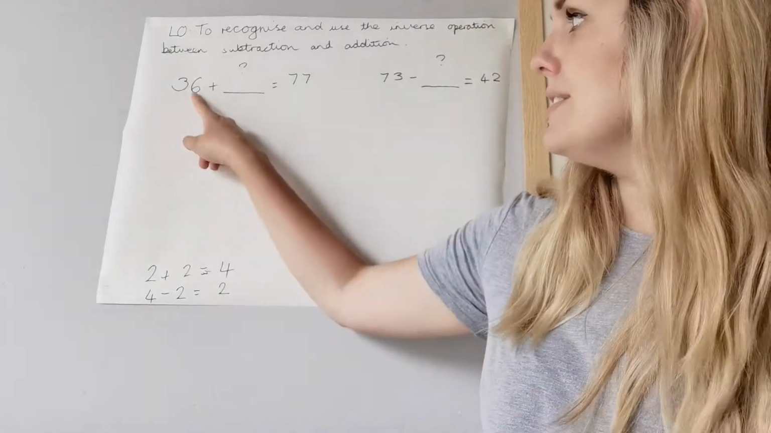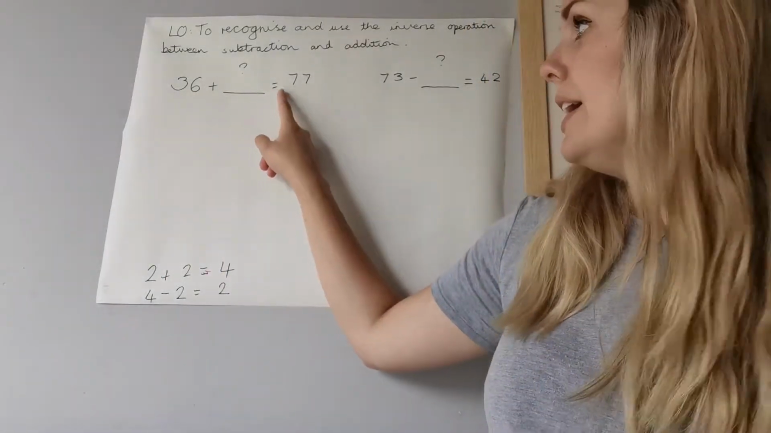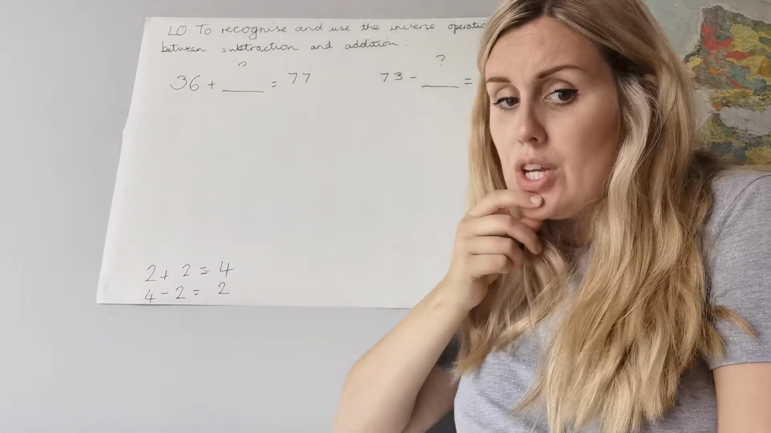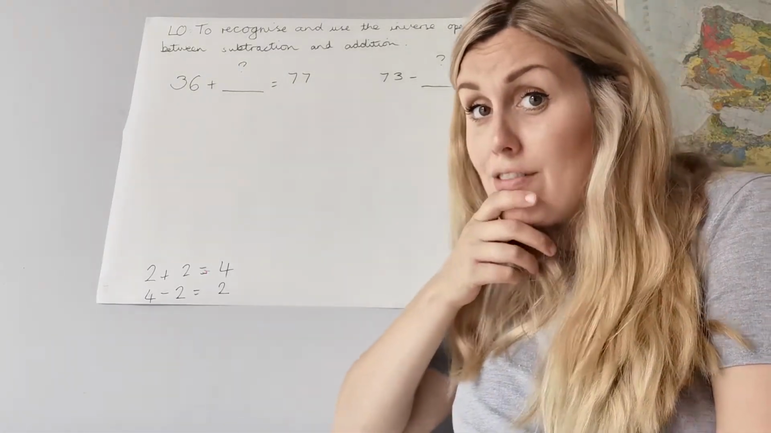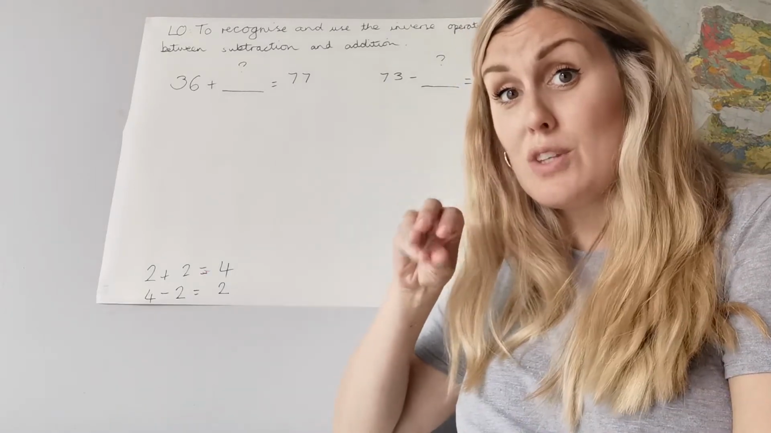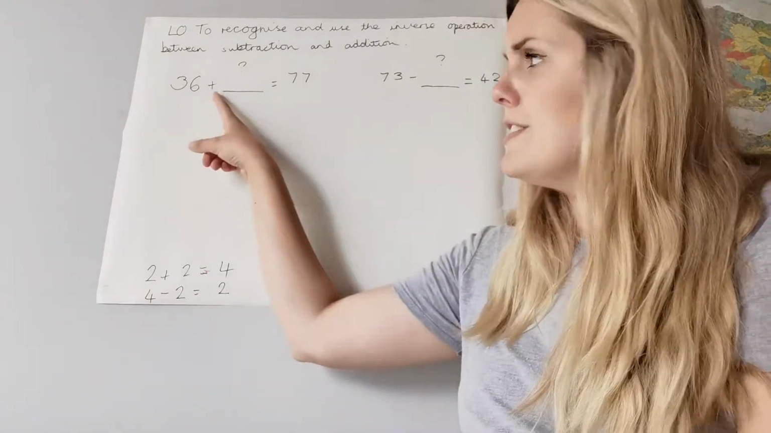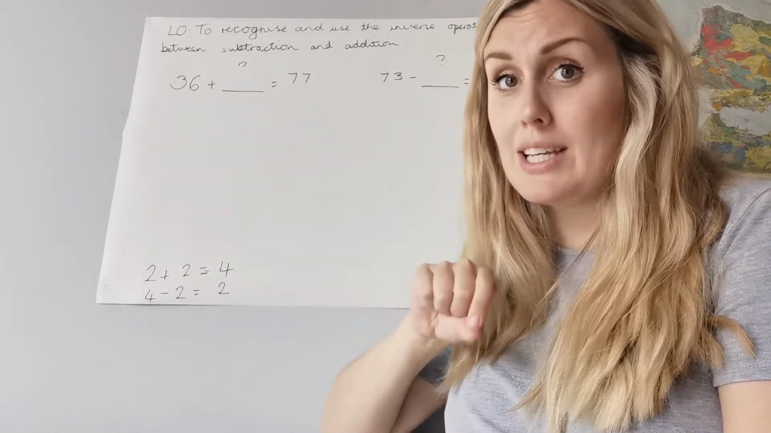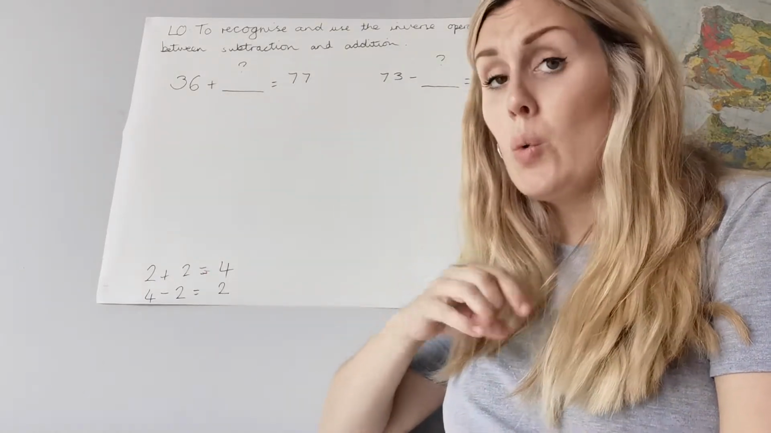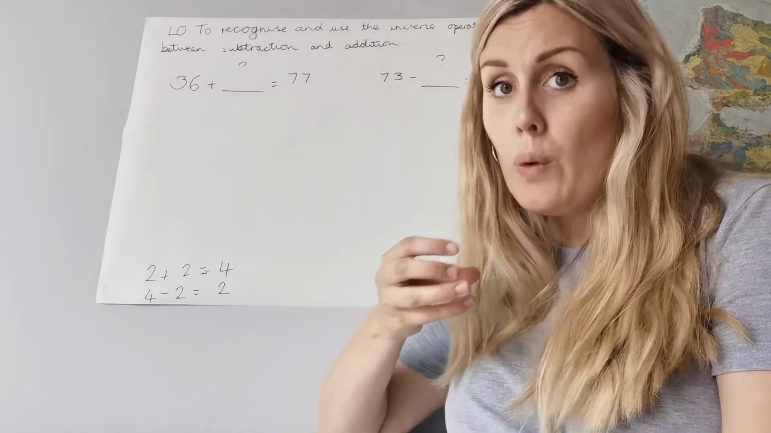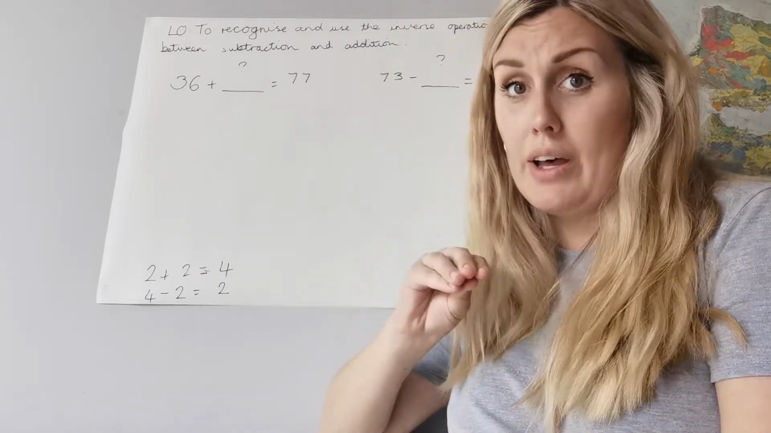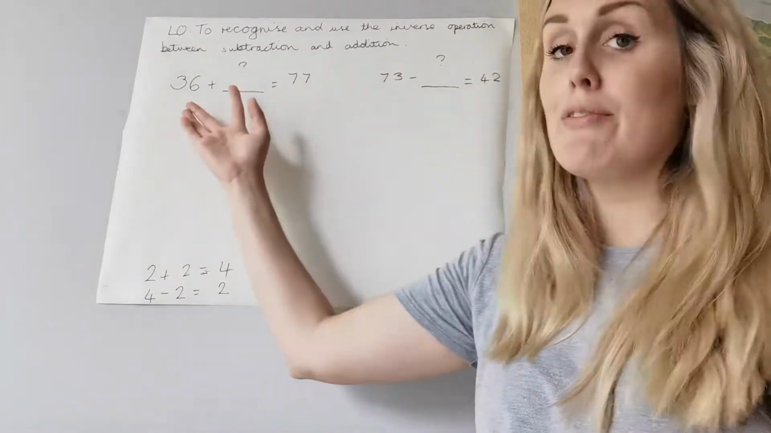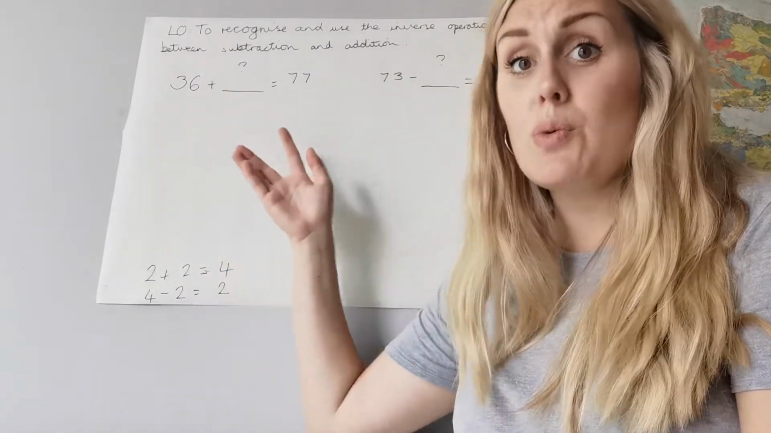So I've got 36 add something equals 77. So what I'm going to do is I'm actually going to use the inverse operation. Inverse means sort of the opposite operation. This is an addition one here, but I'm going to use subtraction to find out my answer. Now, with subtraction, I always have the biggest number first. With addition, you're going to get the biggest number and you have the two smaller numbers. With subtraction, you always start with the biggest number.